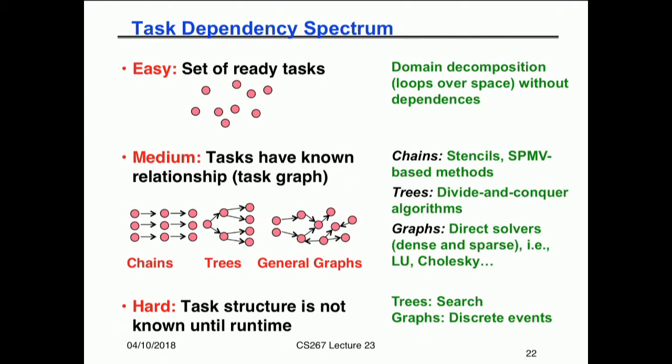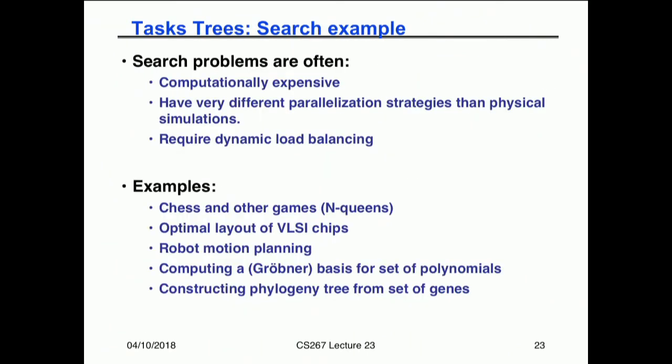In an iterative solver where you're just going to take a matrix and multiply by it, you will be in something much closer to a chain approach, because that multiply operation is a bunch of independent work that can be done in any order. You just have to make sure it all gets done before you move on to the next step. And the hardest case is where we don't know anything about the structure until runtime.